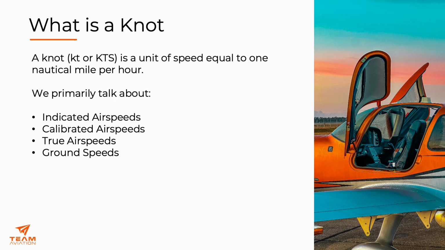Indicated airspeed. This is the speed shown on the aircraft's airspeed indicator. Calibrated airspeed. This is indicated airspeed with corrections for instrument and position errors. True airspeed. This is the actual speed of the aircraft through the air, adjusted for altitude and temperature. Ground speed. This is how fast the aircraft is moving over the ground, which changes depending on wind conditions. Understanding these different types of speed is essential for safe and efficient flying. In this video, we'll go deeper into each one.